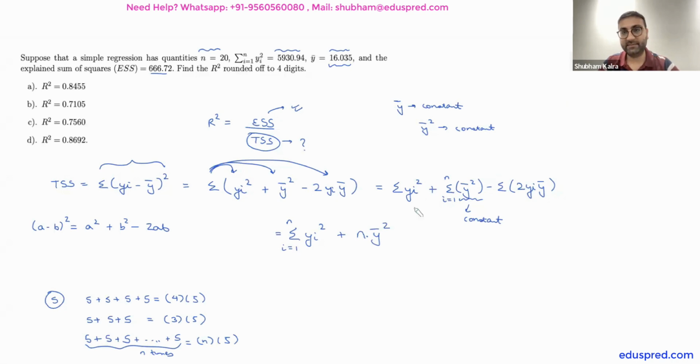Okay, so this will become n times y bar square. So that's going to be your second term. Now let's take a look at the third term. So in the third term, once again, the summation is going from i equal to 1 to n.